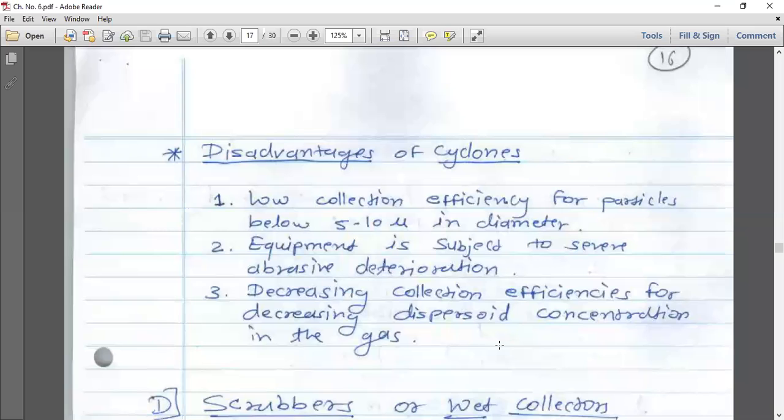Equipment is subject to severe abrasive deterioration, decreasing collection efficiencies for decreasing dust concentration in the gas. Okay, otherwise, if I would like to arrange various equipments in a series for the collection or removal or treatment of the gas, in that case I will suggest the first equipment will be the gravity settling chamber, and then the second equipment will be the cyclone.